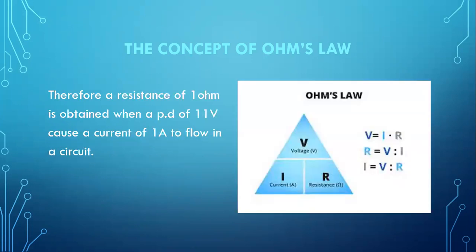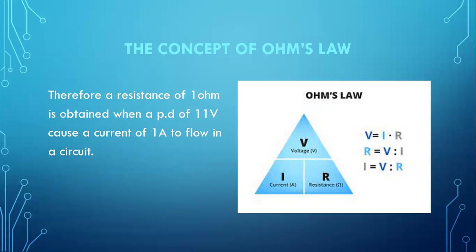Therefore, a resistance of 1 ohm is obtained when a potential difference of 1 volt causes a current of 1 ampere to flow in a circuit. Now, Ohm's law can be illustrated in an Ohm's law triangle, whereby at the top there is the voltage V, and at the sides there are current and resistance. So from there you can derive all the equations to find the voltage, resistance, or current.